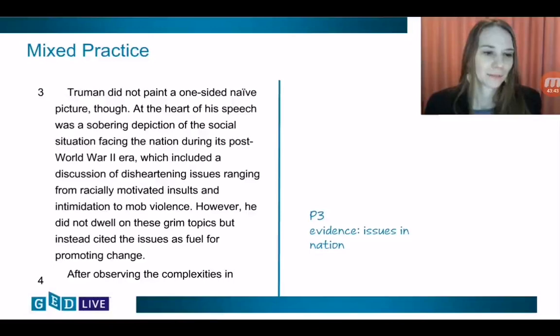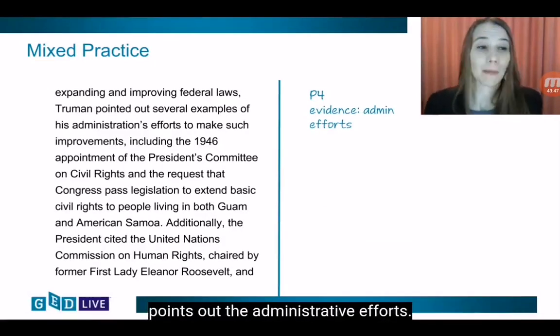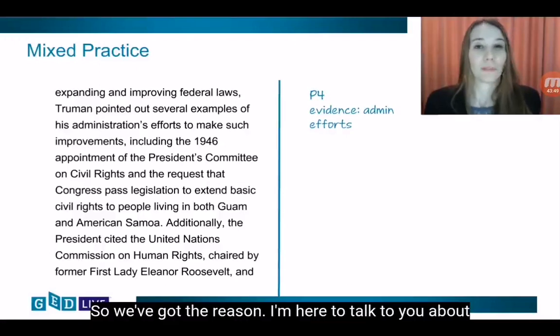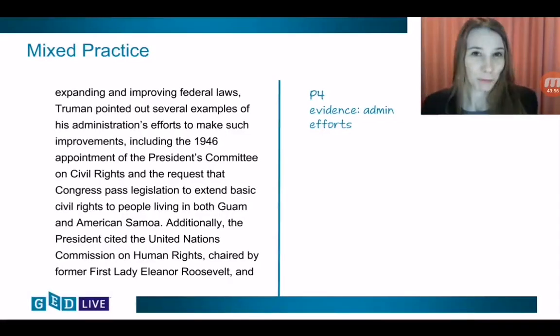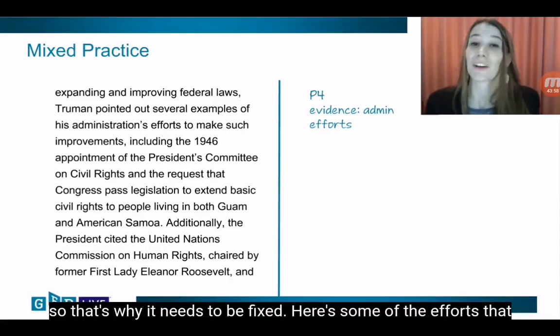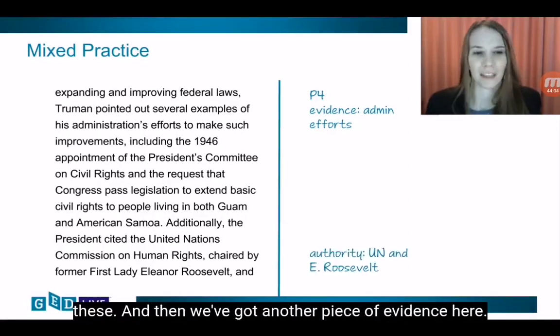Okay. Now the author says, well, here's more evidence. So then Truman points out the administrative efforts. So we've got the reason. I'm here to talk to you about the racial systems we need to repair. America's ready. There have been some problems, so that's why it needs to be fixed. Here's some of the efforts that my administration is doing in order to try to repair these.